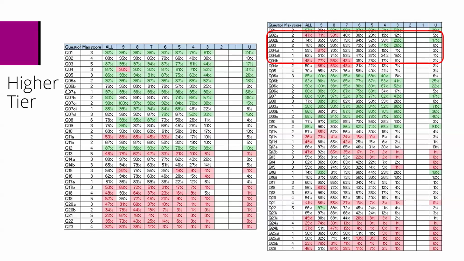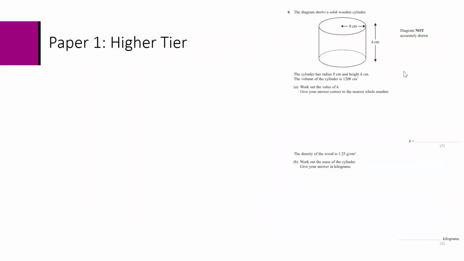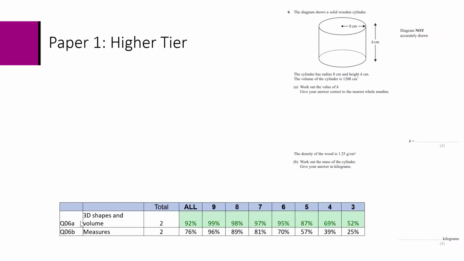So we're going to have a look at this question 6, from the higher tier. Here we go. The diagram shows a solid wooden cylinder. They're given some information, work out the value of H, and then they're given some information about the density of wood, and to give your answer in kilograms. Here's the performance statistic. Part A was actually one of the top performing questions on the paper. In part B, there was a big drop off in performance. One thing the examiners did say to me is to remind you that there are formulae on the front of the formula sheet.